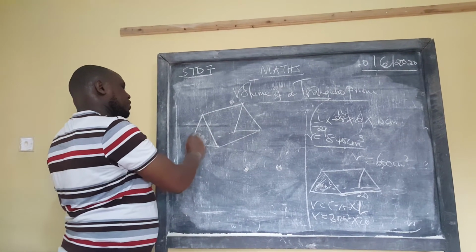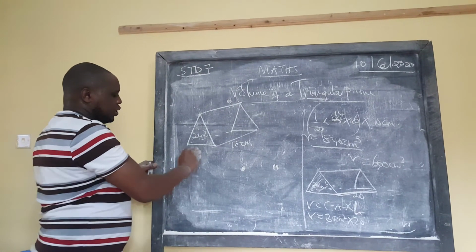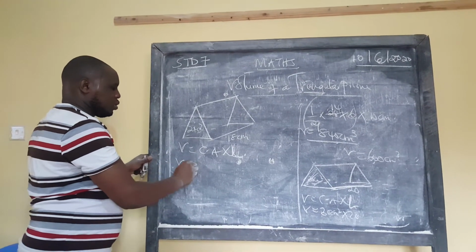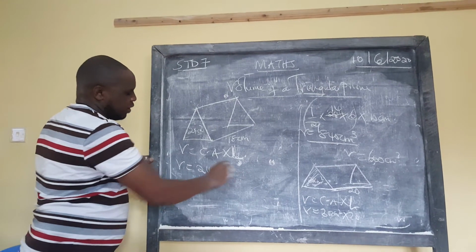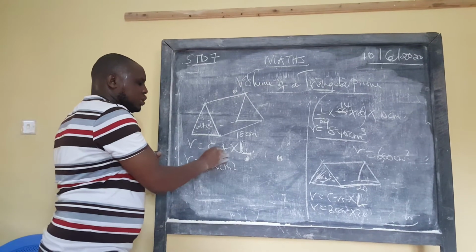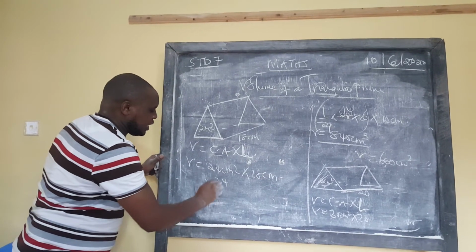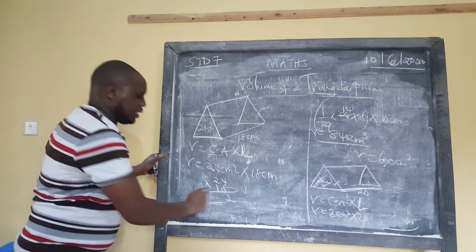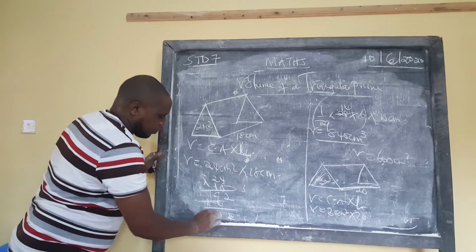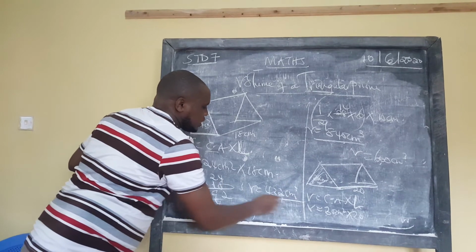So the cross-sectional area is given as 24 centimeters squared, and the length is given as 18 centimeters. So the volume is going to be cross-sectional area times length. Volume is equal to cross-sectional area, 24 centimeters squared, times the length, 18 centimeters. I've said if you are given the cross-sectional area, you don't calculate half base times height. So this is going to be 24 times 18, which gives 432. So your volume in this case is going to be 432 cubic centimeters.